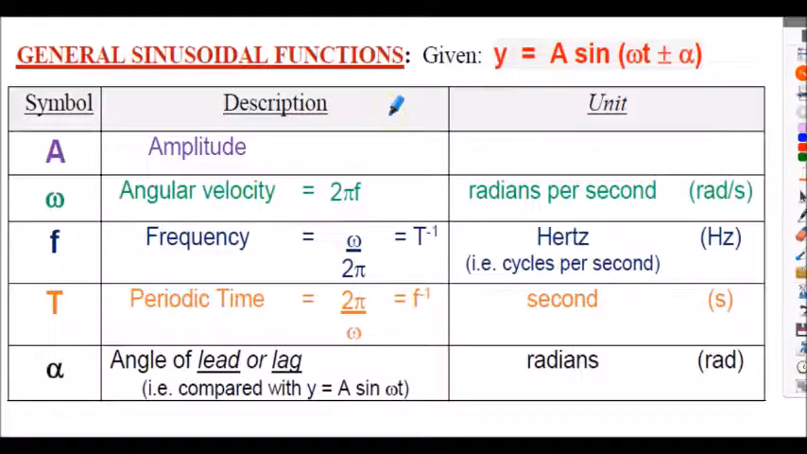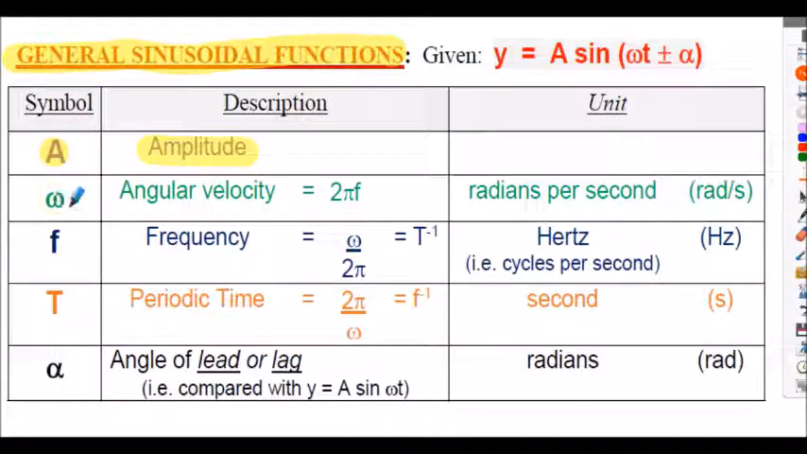Here's a brief recap of basic terminology and symbols associated with general sinusoidal forms. These are described in more detail in the separate presentation relating to analytical solutions. Firstly, symbol A relates to the amplitude of the waveform, that's the maximum height of the waveform. So if the waveform is associated with a voltage, then the units will be volts. If the waveform is associated with a current, then the units will be amps. If the waveform is associated with velocity, then the units of A would be meters per second.